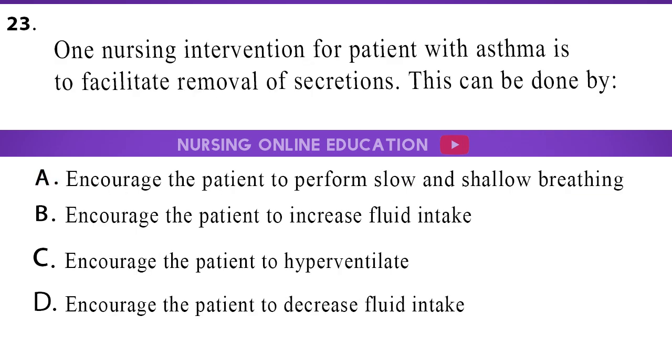23. One nursing intervention for a patient with asthma is to facilitate removal of secretions. This can be done by: A. Encourage the patient to perform slow and shallow breathing. B. Encourage the patient to increase fluid intake. C. Encourage the patient to hyperventilate. D. Encourage the patient to decrease fluid intake. The answer is option B, encourage the patient to increase fluid intake.